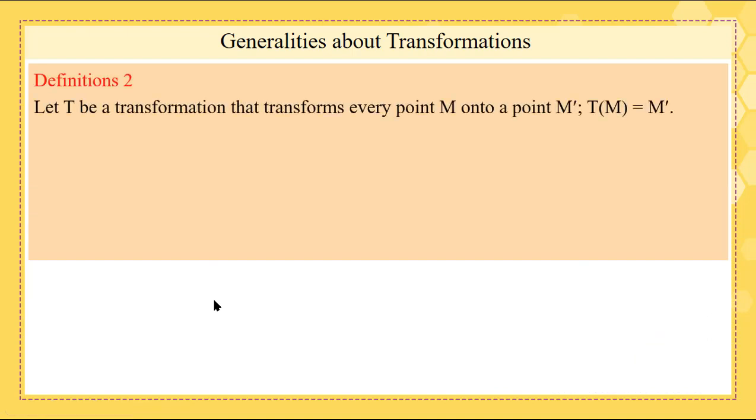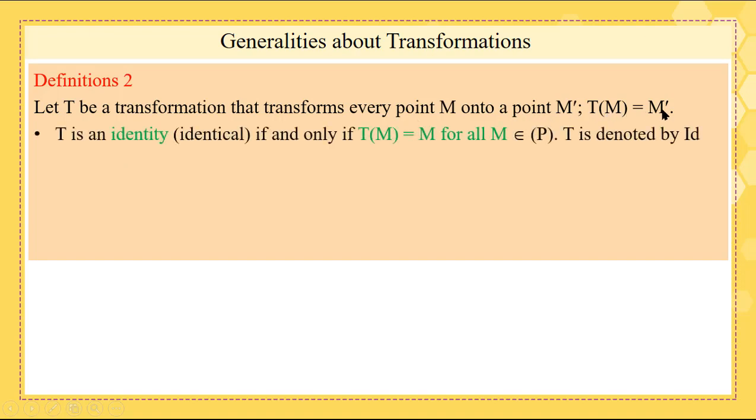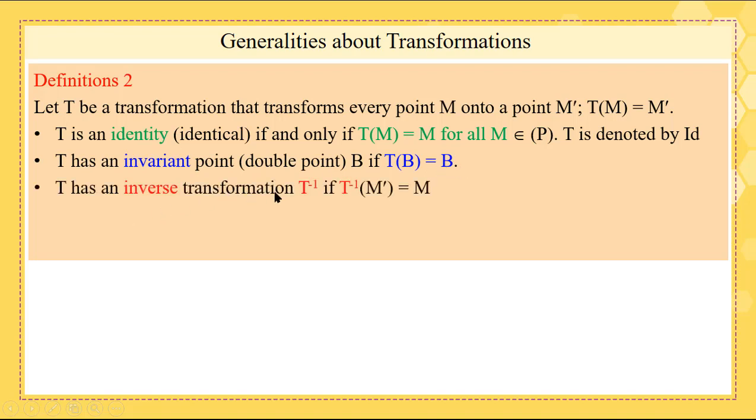Definition 2. Let T be a transformation that transforms every point M onto a point M prime. That is, T of M equals M prime. Now T is an identity if and only if T of M is equal to M for all M belonging to P. T is denoted by ID. T has an invariant point or double point B if T of B is equal to B. T has an inverse transformation T minus 1 if T minus 1 of M prime is equal to M. Pay attention here. If T of M is equal to M prime, then T minus 1 of M prime is equal to M.